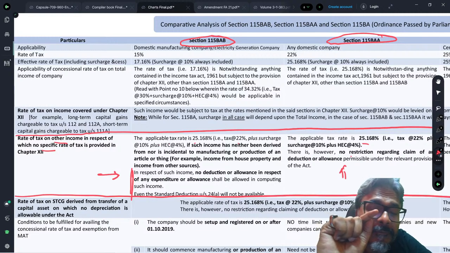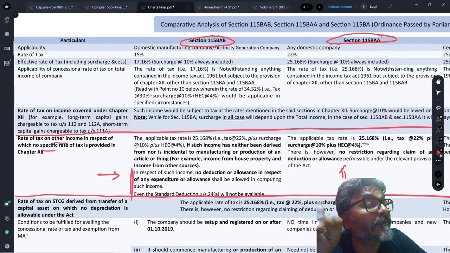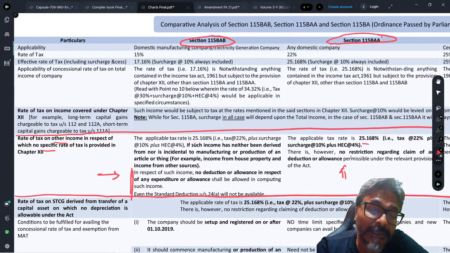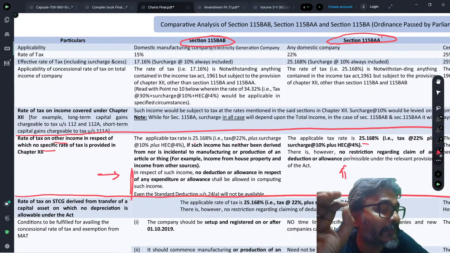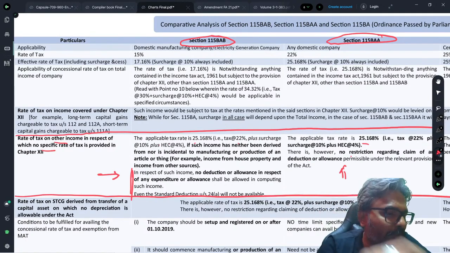17.16%, students, is to be made applicable to the two incomes. Which are those two incomes? The income which is derived from manufacturing, and the second one is the income which is incidental to the manufacturing. Now, the incidental income, I can give you a couple of examples, students. Please very importantly take a note of it. And what is that example, students? You should be aware of that.